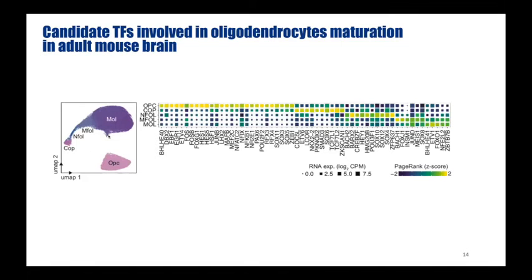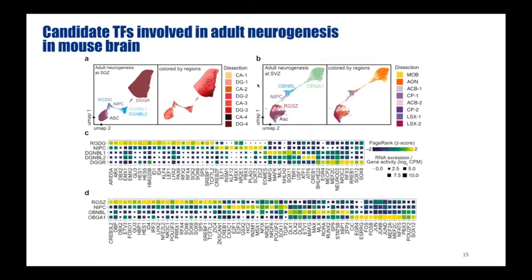For example, the oligodendrocyte maturation in the brain. Using the candidate cis elements, you can identify the potential driver TFs for every cell type along the maturation of oligodendrocytes. And we also captured the adult neurogenesis in the mouse brain.